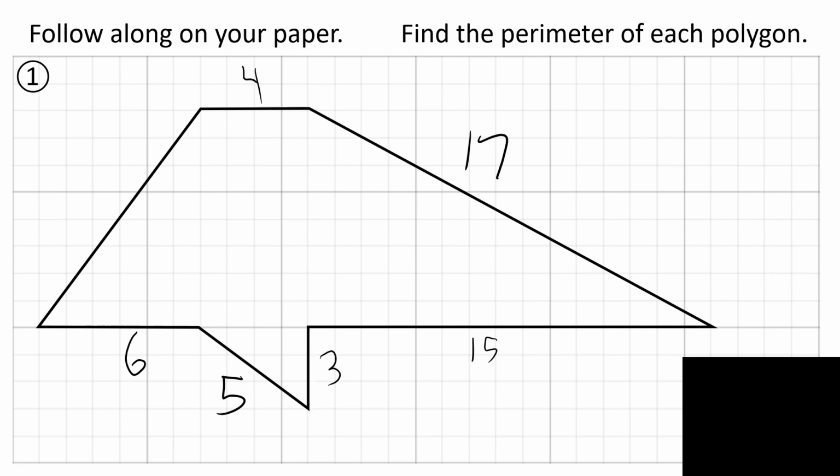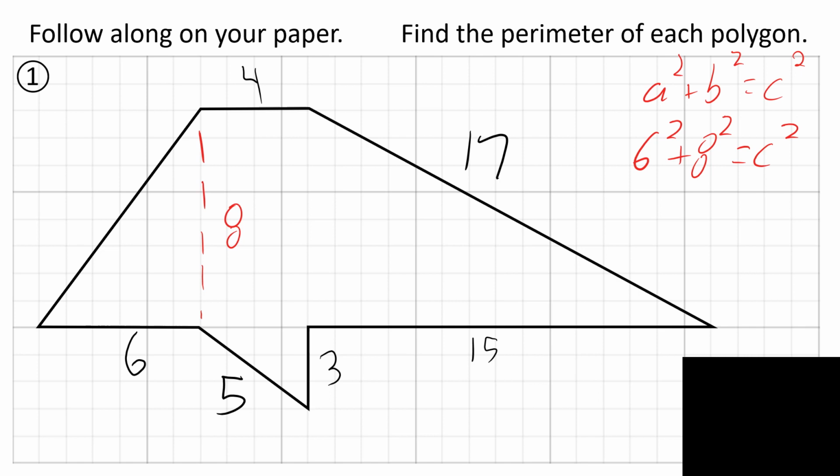We got one more side we got to figure out. Again, I got to cut this off into a triangle. We got a 6. We got an 8. We've done this one a few times too. You might start to get this one memorized. Right? 6 times 6 is 36. 8 times 8 is 64. Those two numbers add up to be 100. Square root of 100 is 10.